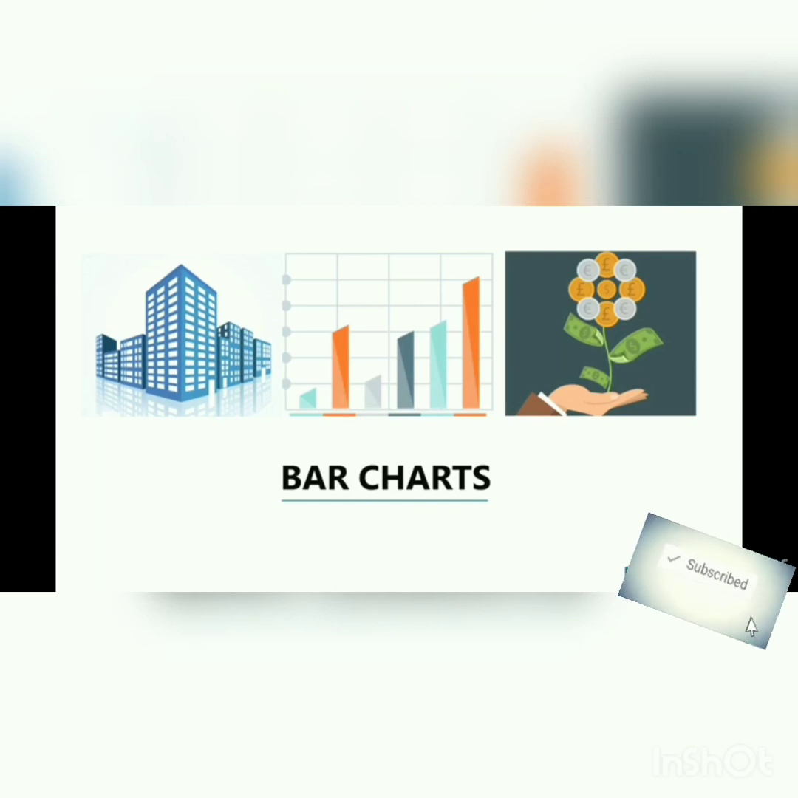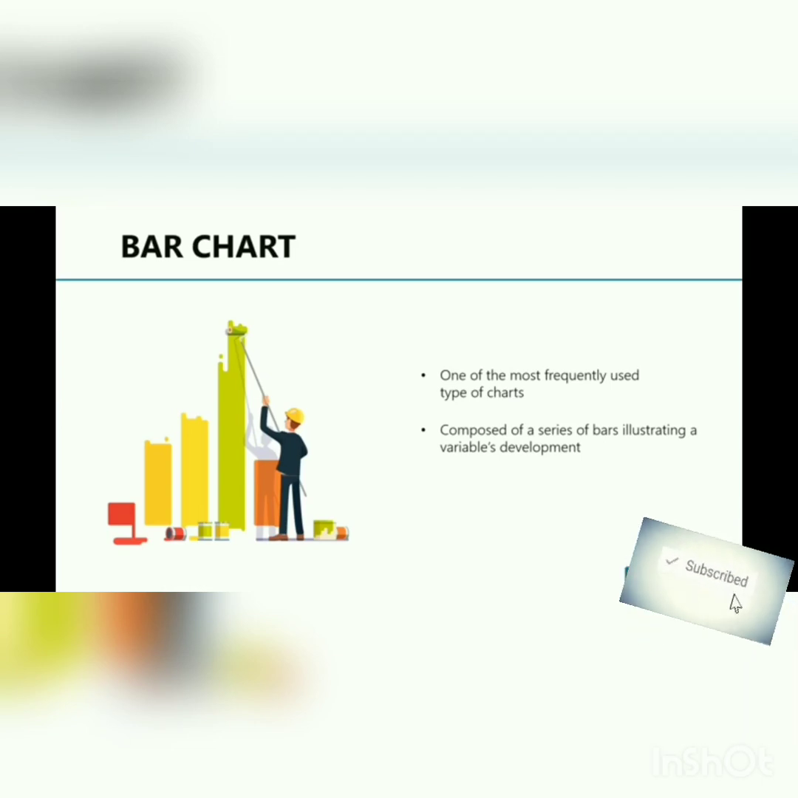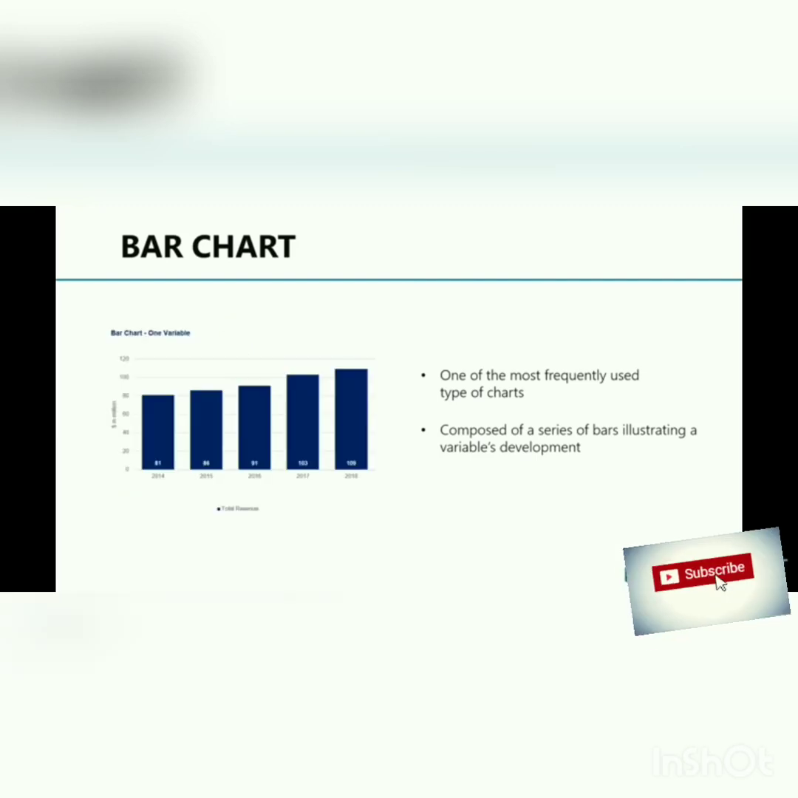Bar charts. Probably the most frequently used type of chart is a basic bar chart. As its name suggests, it is composed of a series of bars illustrating a variable's development. Given that bar charts are so common, people are generally familiar with them and can understand them easily. Examples like this one are straightforward to read.